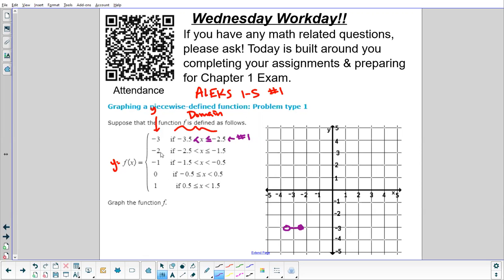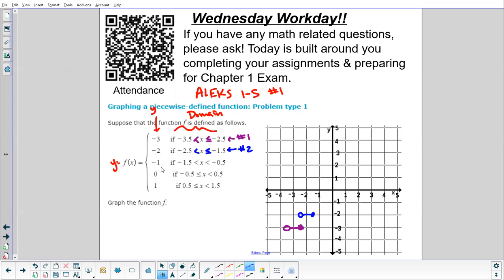Now let's look at graph number 2. I'll do this one in blue. This is going to go from the x value of negative 2.5 to negative 1.5. The y value will be negative 2. Again, open circle, closed circle. Open because this symbol has less ink, closed because this one has more ink. So it's open followed by closed, and they would connect like that.